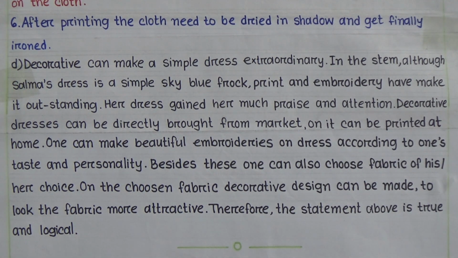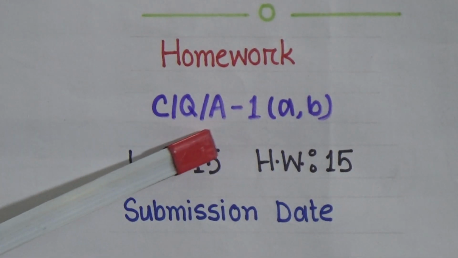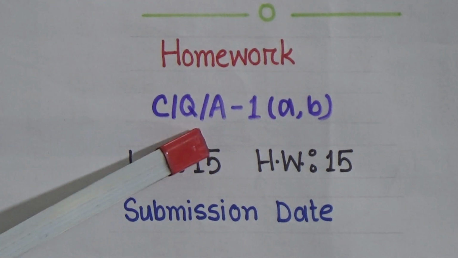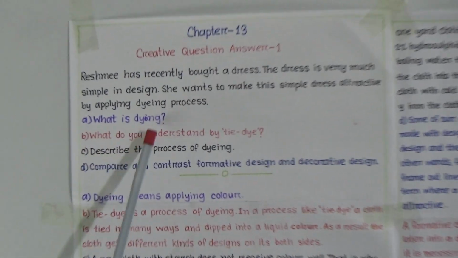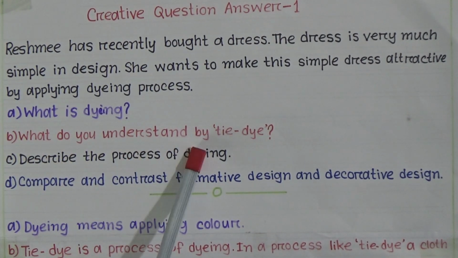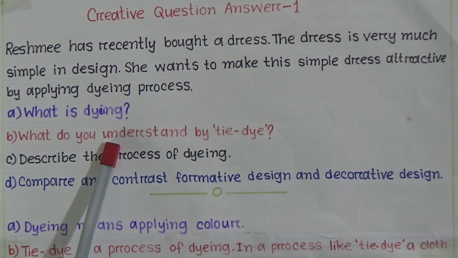Students, that's for creative question answer 2. Now it's time to provide your homework. Your homework will be creative question answer A and B from 1. That means the questions of what is dyeing and what do you understand by tie-dye. These two will be your homework.